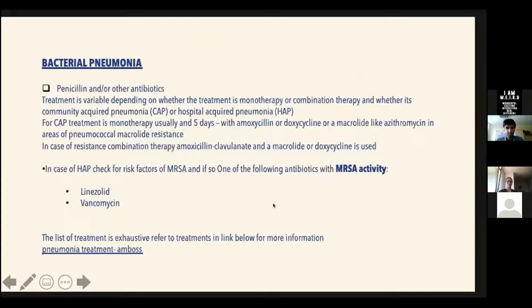The treatment is really variable depending on if it's monotherapy or combination therapy, if it's community-acquired pneumonia, or if it's hospital-acquired pneumonia. If it's community-acquired, monotherapy is preferred, and amoxicillin or doxycycline or a macrolide like azithromycin in areas of low pneumococcal macrolide resistance is used. In case of resistance, combination therapy, amoxicillin-clavulanate, and a macrolide or doxycycline is used. In case of hospital-acquired pneumonia, a check for risk factors of MRSA is done, and if present, one follows with antibiotics with MRSA activity.